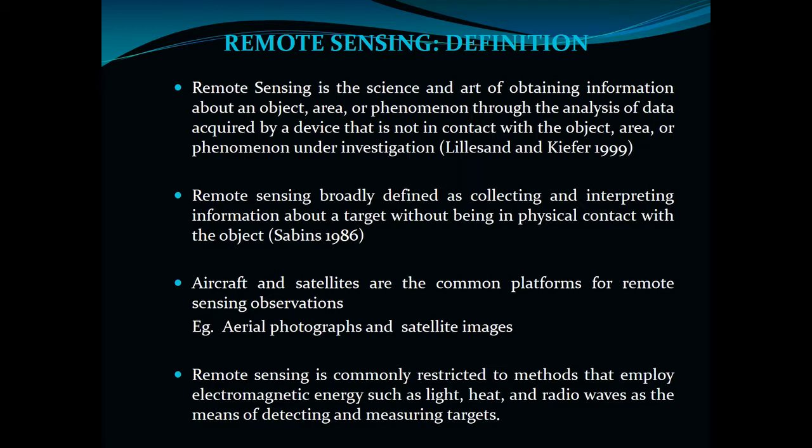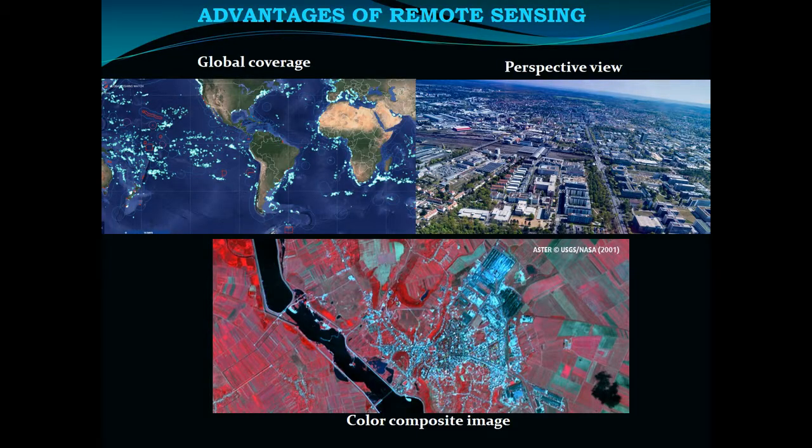Aircraft and satellites are the common platforms for collecting remote sensing data. You get the aerial photographs and satellite images from that platform. In general, remote sensing employs electromagnetic energy as a source of energy in the form of reflected light or heat energy. Microwave radar waves are utilized for remote sensing purposes for detecting and measuring the targets.